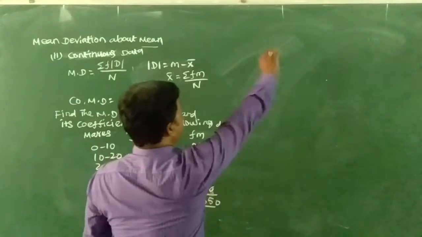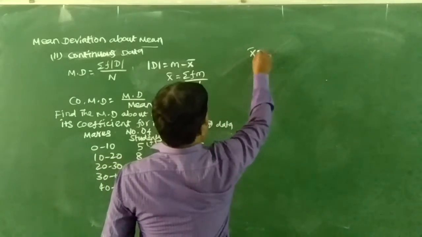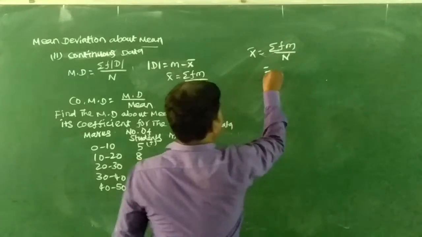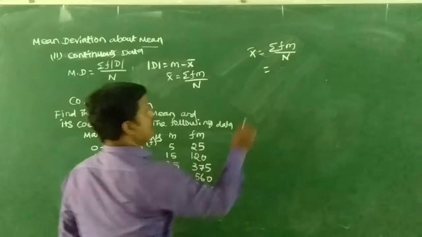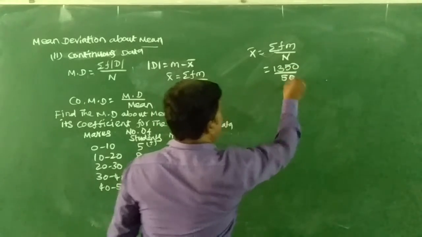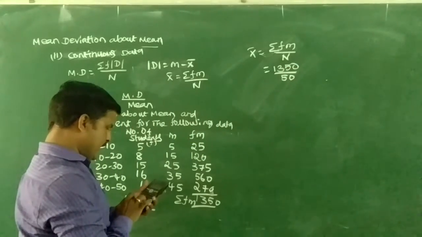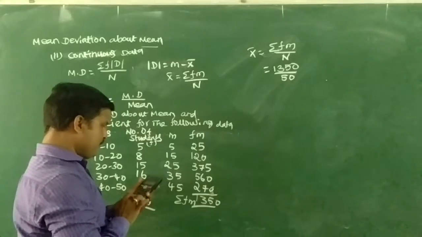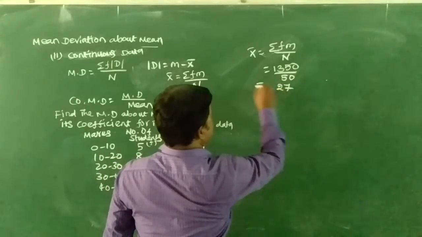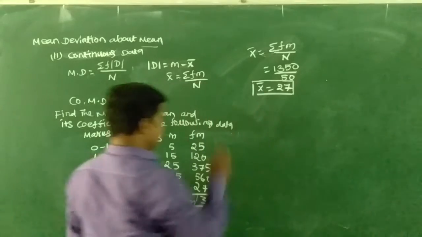So let us apply the mean formula. Mean, x bar, equals summation fm divided by n. So fm value 1350, divided by 50. So x bar equals 27.